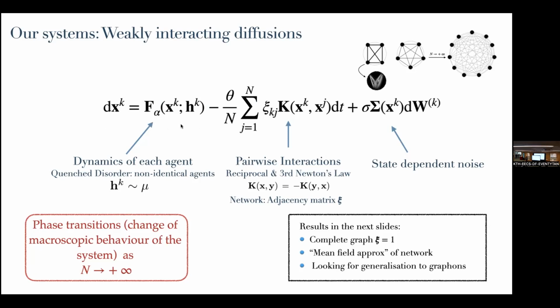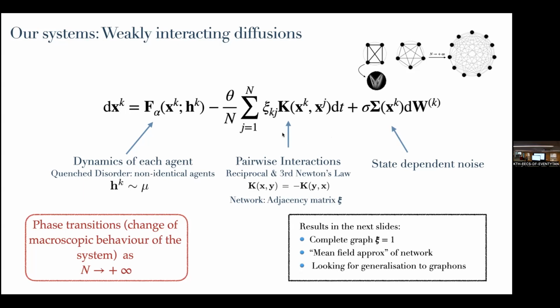We also allow some sort of quenched disorder in the dynamics of these agents, meaning that we assign to each agent a parameter or a set of parameters H, and the set of parameters is drawn from a distribution. So we are basically modeling the fact that these agents are non-identical. Also, each agent has some sort of noise, and this noise could possibly be state dependent, leading to some more complex behavior.